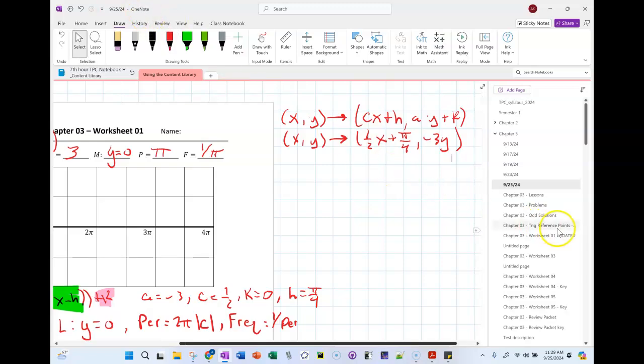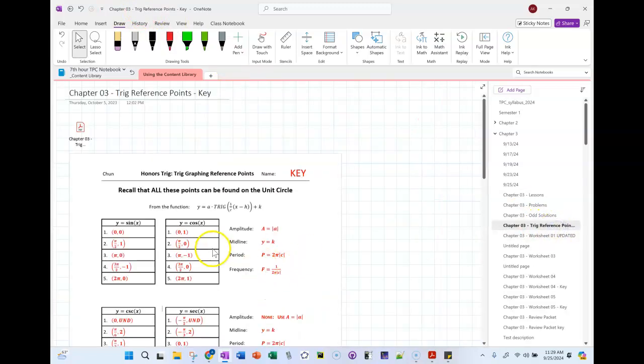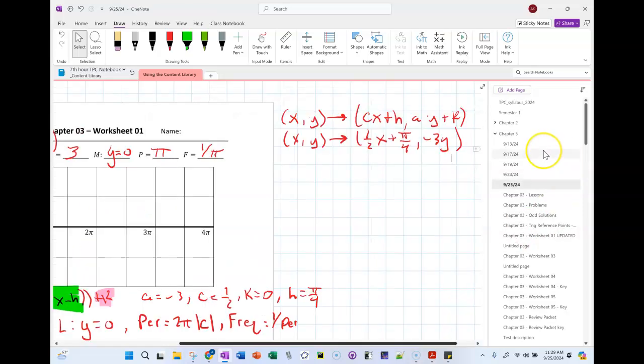I'm going to go to my reference points and grab the reference points for sine. You don't have to memorize those. Those would be given to you in the problem.